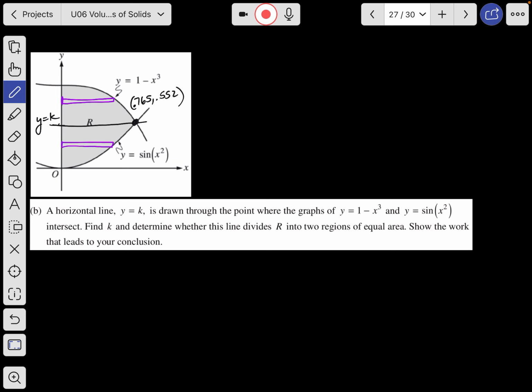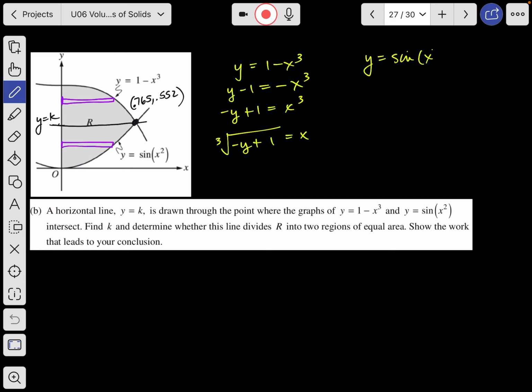We need that because this time we're going to have horizontal rectangles. Okay, and so we need to write each of these equations in terms of y. So we need to solve for x in both of these. So let's do that first. I have y is equal to 1 minus x cubed. If I solve for x, I have y minus 1 is negative x cubed. Divide by negative, y plus 1 is equal to x cubed, and we take the cube root. So negative y plus 1 is equal to x.